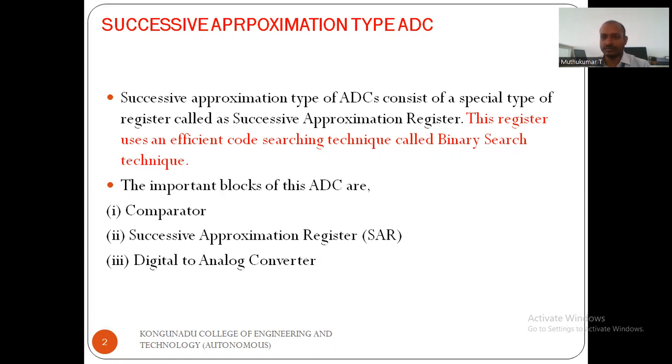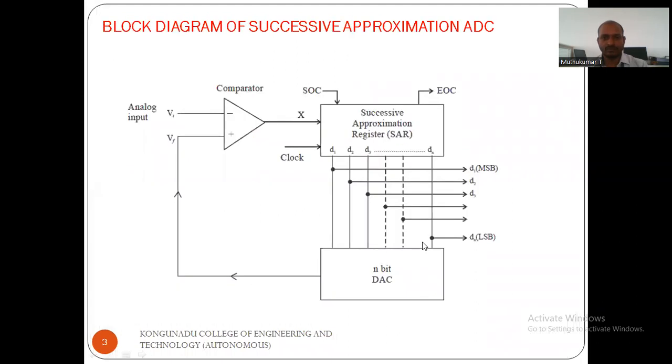This register gives us an efficient code searching technique called the binary search technique. So here in this technique, we are using the binary search technique. The important blocks or important parts of the analog to digital converter are the comparator, the successive approximation register, SAR, and the digital to analog converter. So this is the block diagram of the successive approximation type ADC.